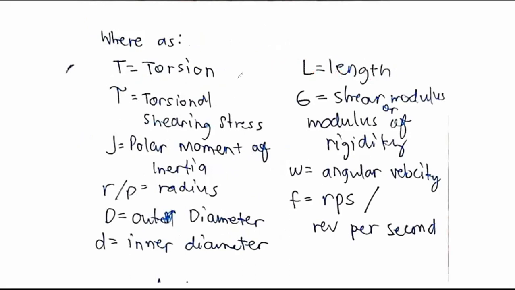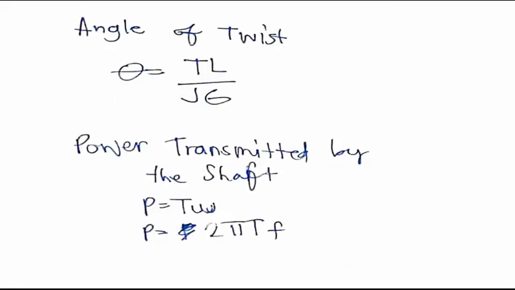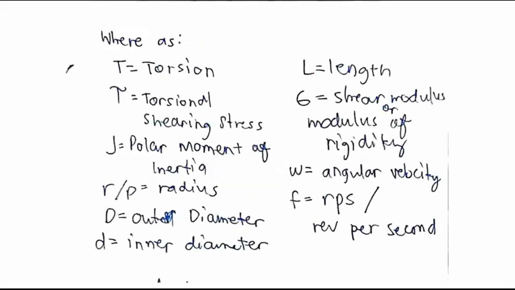Next is the shearing stress, or the torsional shearing stress. Next, J is the polar moment of inertia. R or P, radius. D is the outer diameter. D is the inner. And L, length. Balik tayo dito. L, length. Length ng mismong shaft natin yan guys ha. Length of the shaft. Last, G or shear modulus or modulus of rigidity.